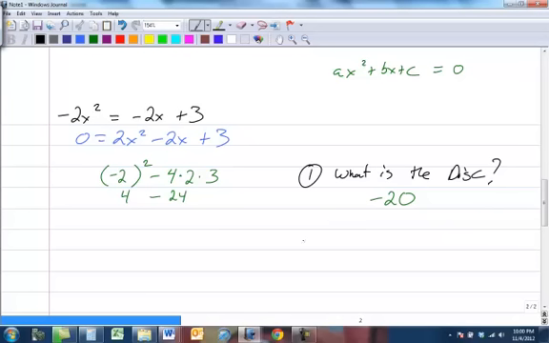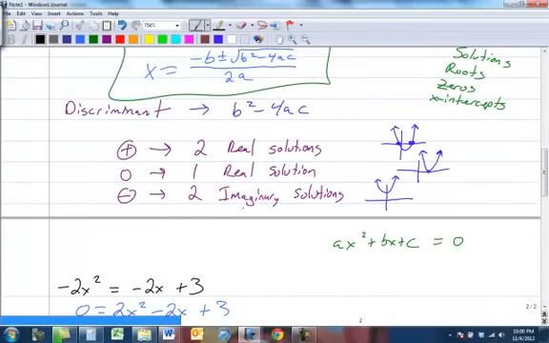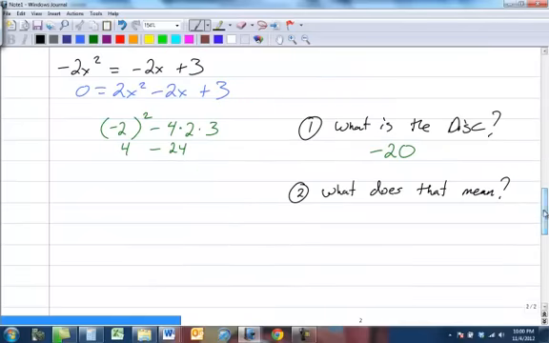That brings me to question 2. What does that mean? Well, if the discriminant is negative 20, what does that mean? That means that our solution is going to have two imaginary solutions. That brings us to question 3. What are those solutions?